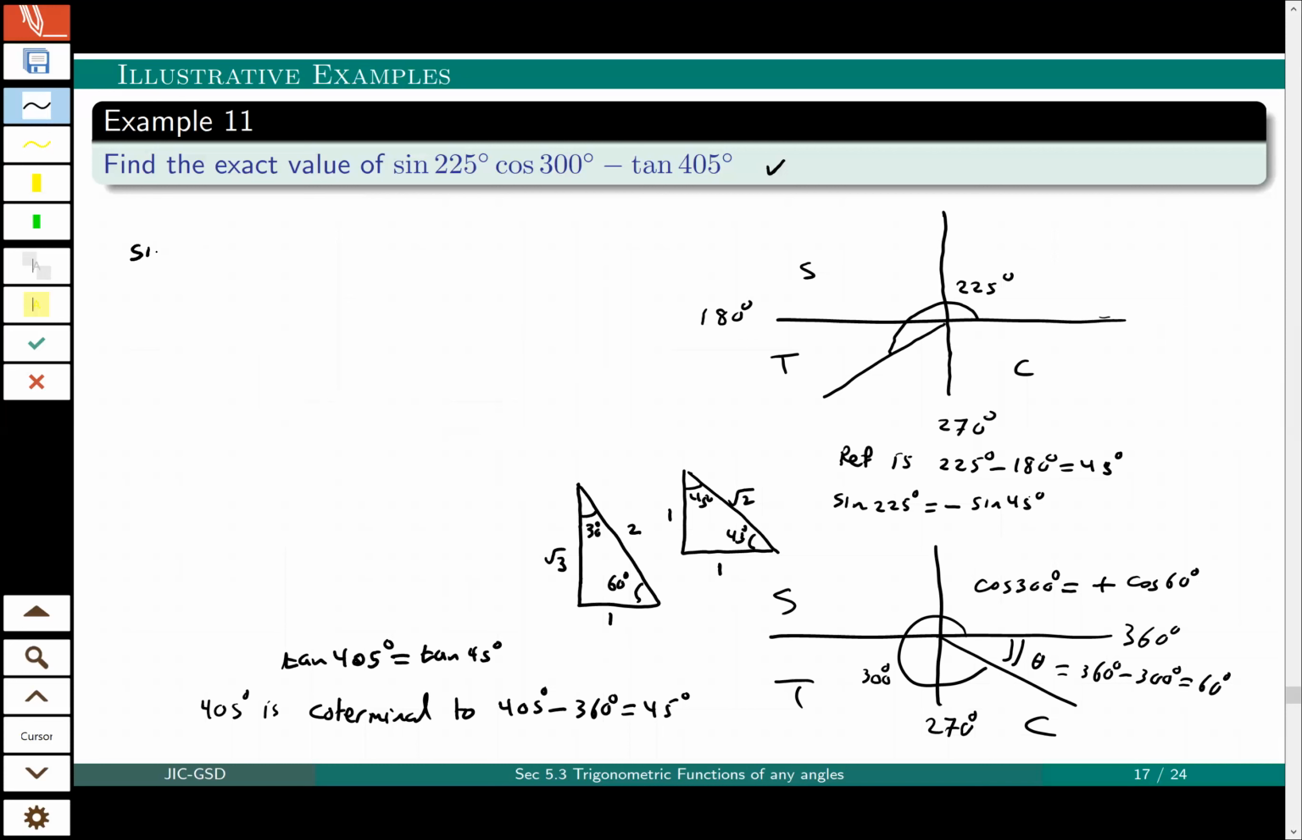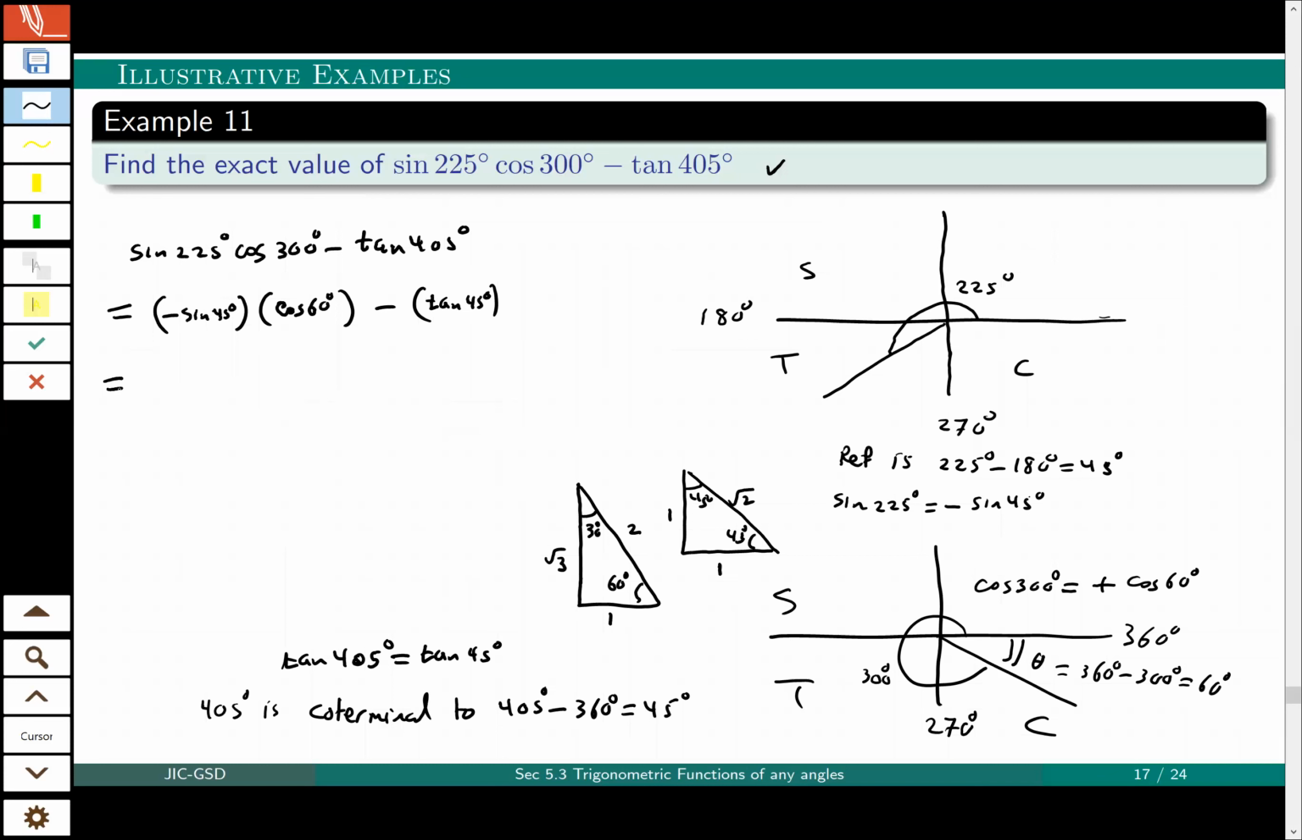I have sine 225 degrees times cosine 300 degrees minus tan 405. So we will say this is a product. We said sine 225 is the negative of sine 45. We said cosine 300 is the same as cosine 60. We said tan 405 is the same as tan 45.